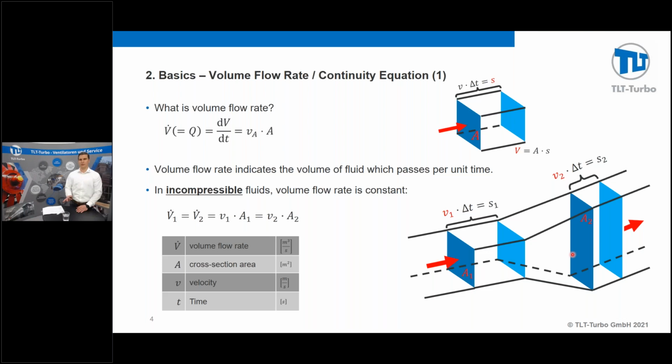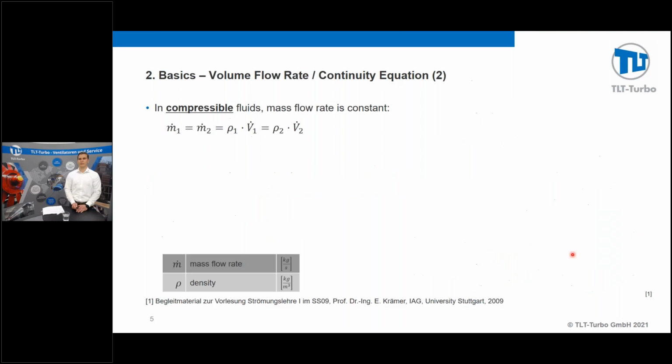That's valid for incompressible fluids, but I told you our fan is operating with gas, and gas is normally compressible. So we need to add another term here to the continuity equation in order to make it true. So for compressible fluids, the mass flow rate is constant. And the mass flow rate is basically the product of the fluid density times the volume flow rate.